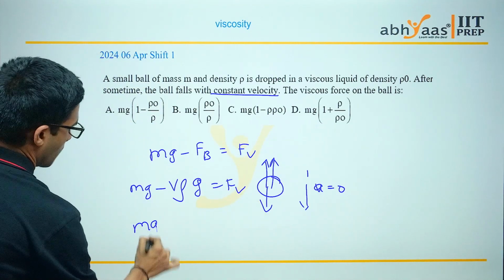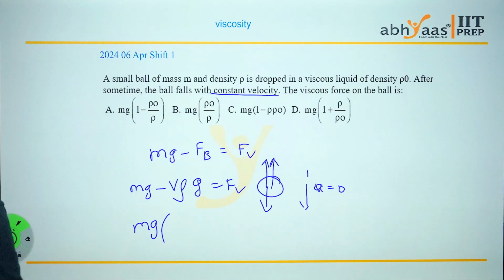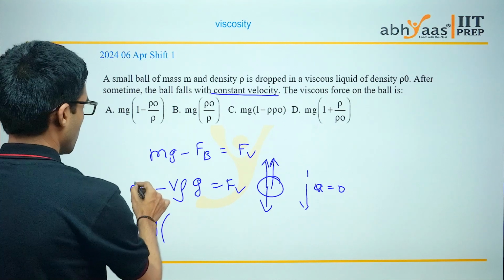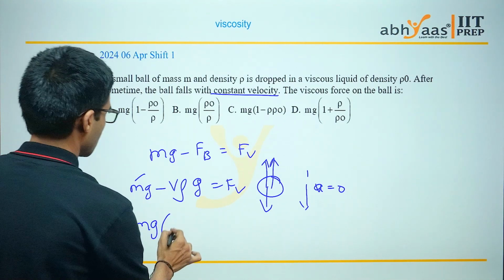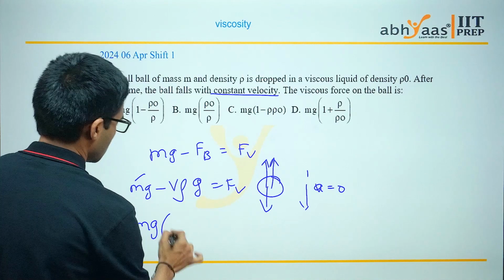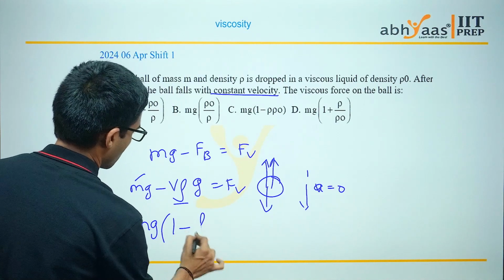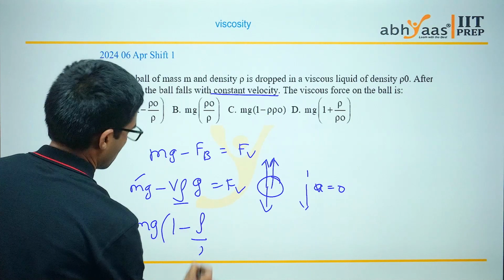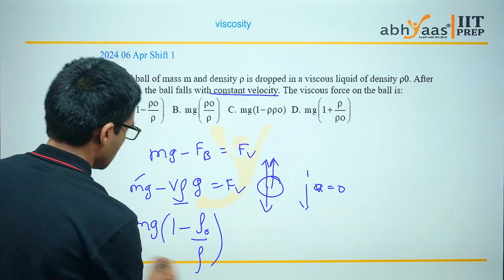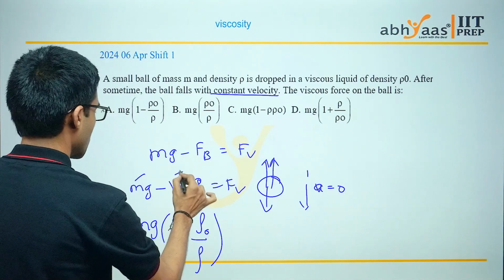Mg, if you take common, so mg you can convert. So this is what happened. So rho by this one. If you want to convert this one, so if you can divide this one, mg, if you want to take in common, rho ball by rho. Rho ball is rho naught. So what happened? Mg, this is, you can change this one.